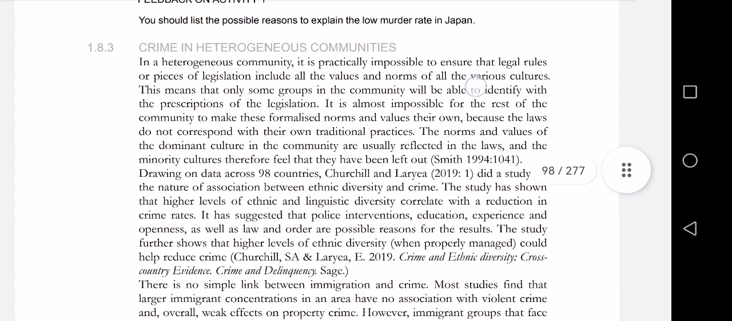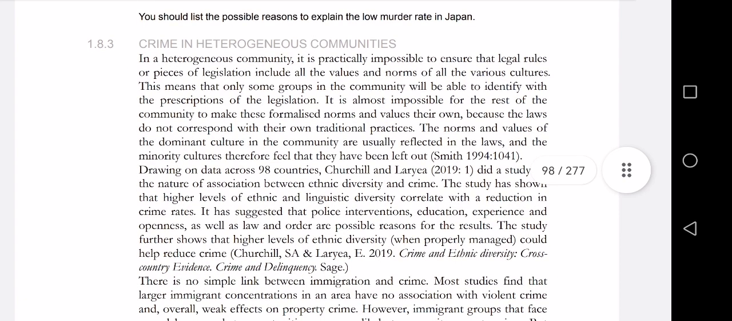All right, we move on. Crime in heterogeneous communities.